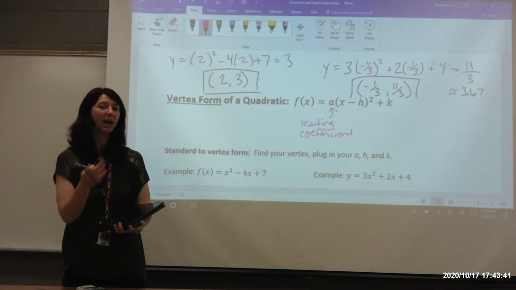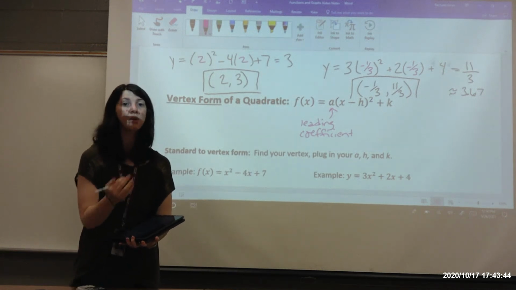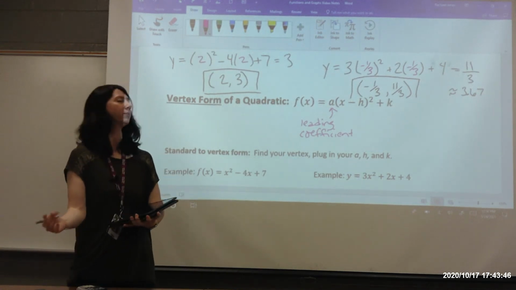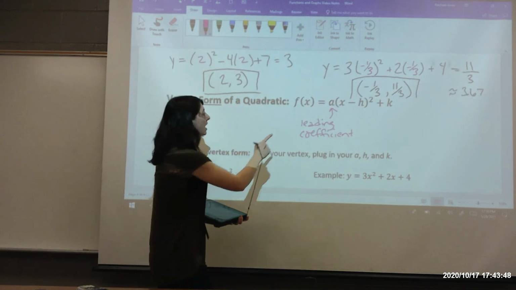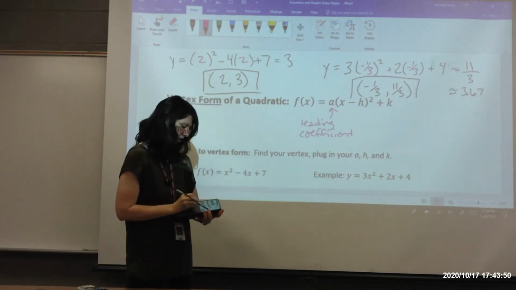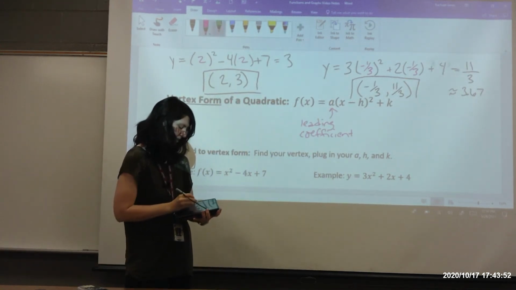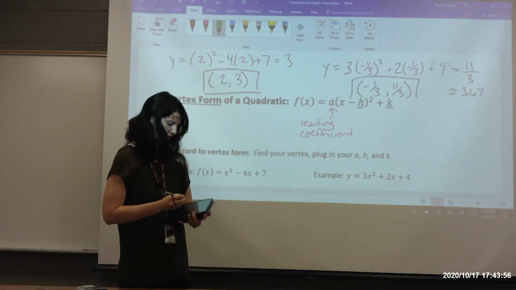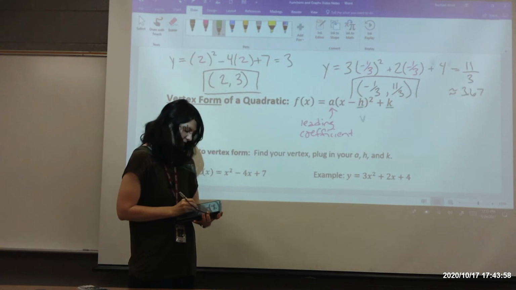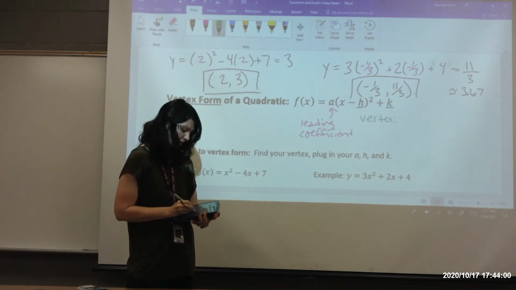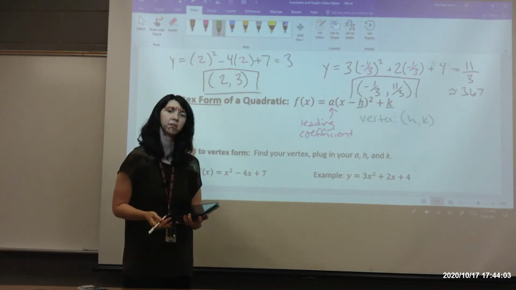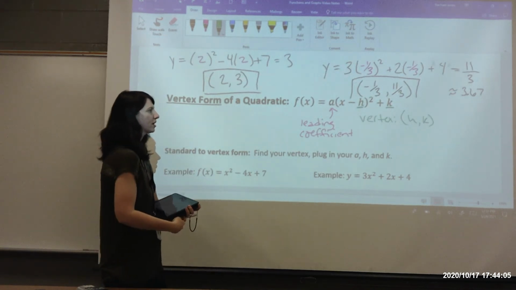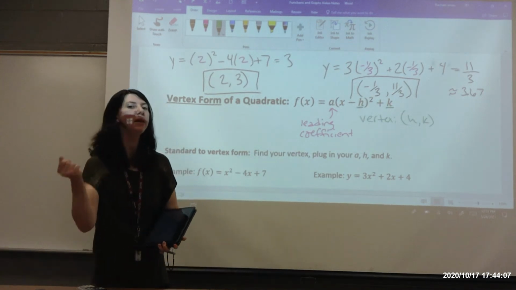So when you learn what a can tell you about a graph, it's the same in every single form of the equation. A is A is A. Now your h and k are important here. And notice it's a minus h. H and k actually are your vertex. Your vertex is h, comma, k. So if you're in vertex form, you can find your vertex immediately.